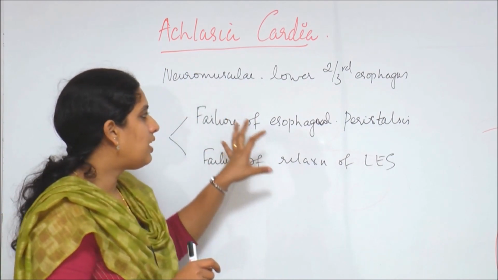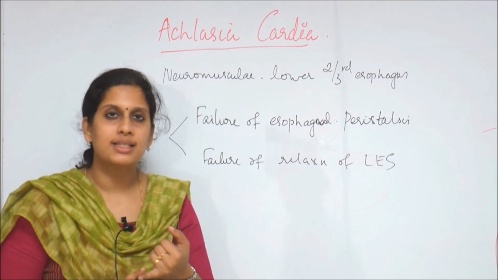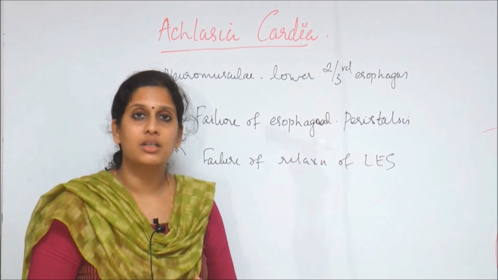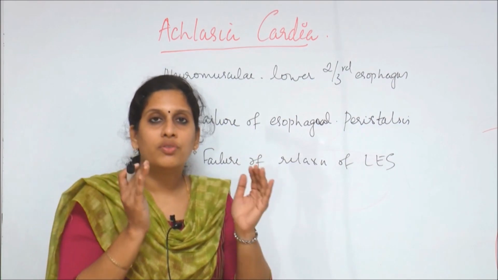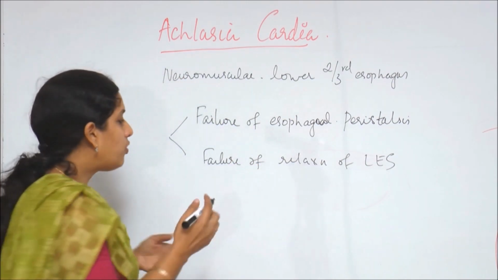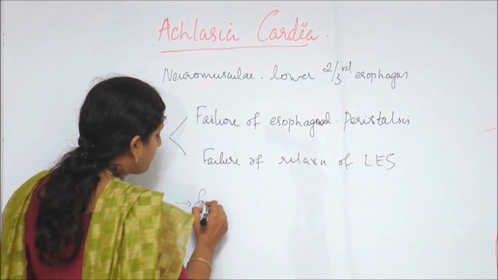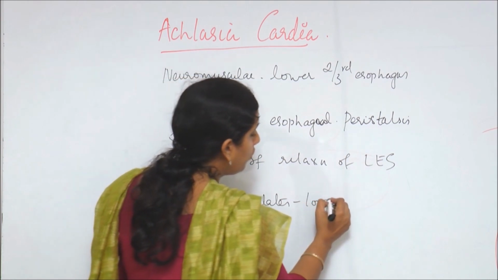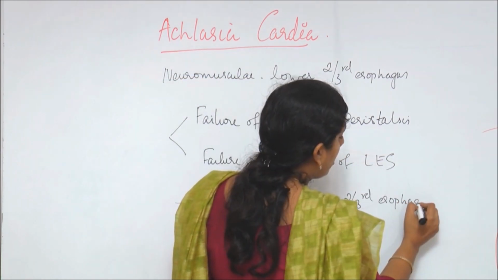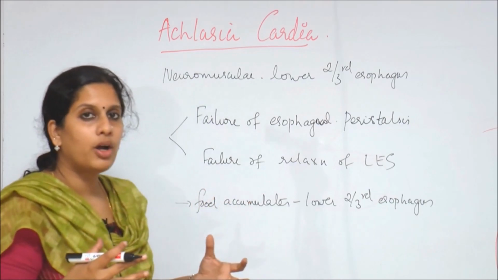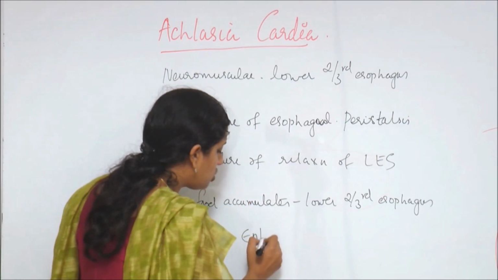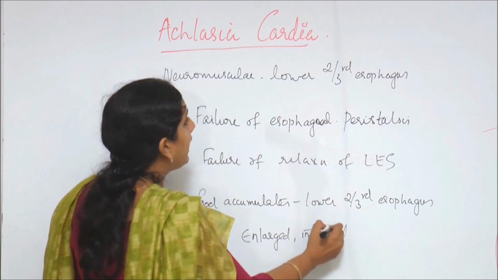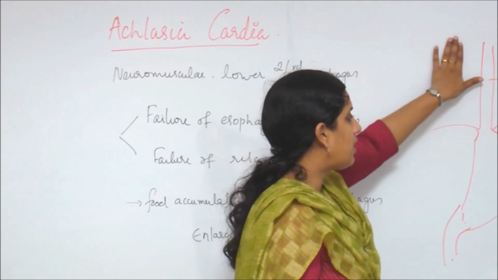So, because of the absence of the esophageal peristalsis and failure of the relaxation of the lower esophageal sphincter, what will happen to the food? Food will get accumulated in the lower two-thirds of the esophagus. So, after some time this lower part of the esophagus gets enlarged and infected, and this is referred to as Achalasia cardia. So, this is the normal esophagus and stomach.